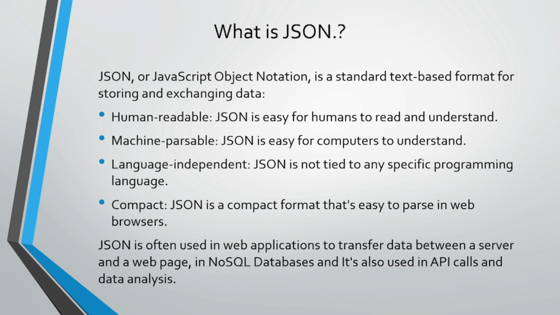The format is easy to parse in web browsers. JSON is often used in web applications to transfer data between a server and a web page. Also, it's used in NoSQL databases such as MongoDB and CassandraDB, and is also used for API calls and for data analysis.